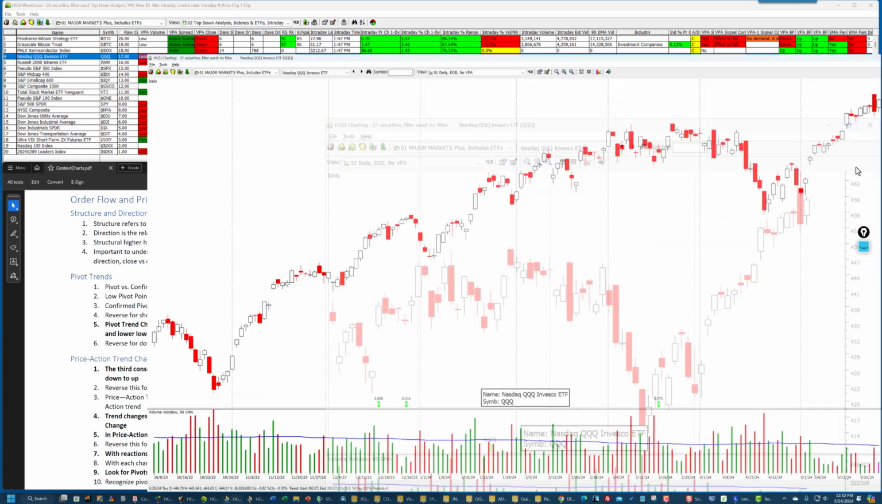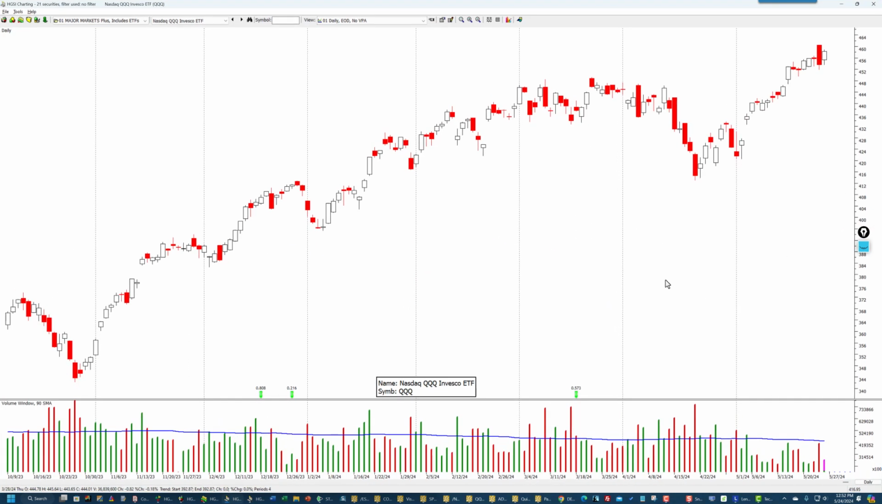Let's just take a look here. I've got QQQ up here, and I'm going to mark this up a little bit. I'll just get a line here, and I'm just going to draw on here and talk about pivots. Sometimes these can be subjective, or oftentimes they can be, but I'll do my best here. I'm going to draw a line here.